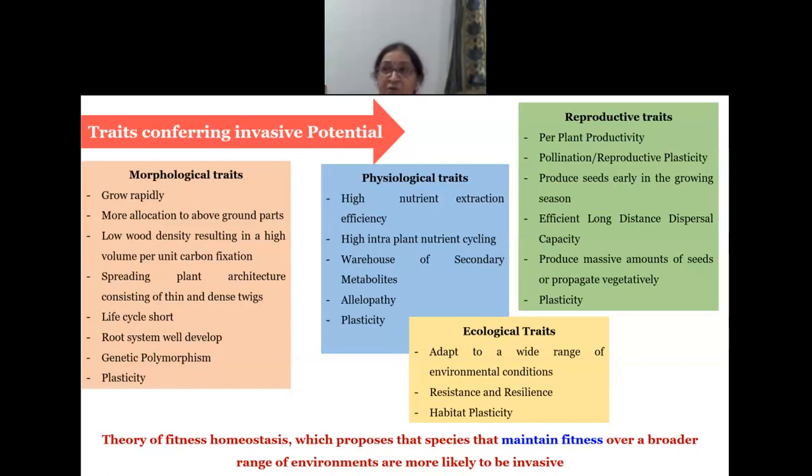Likewise, in the early stage, they produce a large number of seeds, and these seeds are able to disperse to far off areas. So production of a large number of seeds helps in increasing their area, and at the same time, they may also reproduce by vegetative means. If the conditions are not favorable for the production of seeds, then they go for vegetative reproduction. So there is plasticity in the reproductive traits also. All these traits which they can mold, whether morphology, physiology, ecological or reproductive traits, are what allow them to survive in all types of climatic conditions.